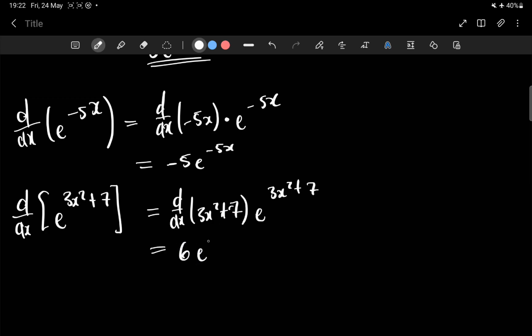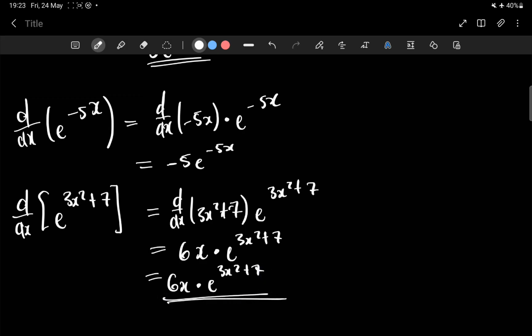So it will be 6e to the 3x. Oh, sorry. It's 6x, right? Derivative of 3x squared is 3 times 2, 6. Then you reduce the power by 1, so x squared becomes x. Then multiply by the original function e to the 3x squared plus 7, which is 6x times e to the 3x squared plus 7. And this is your final solution.